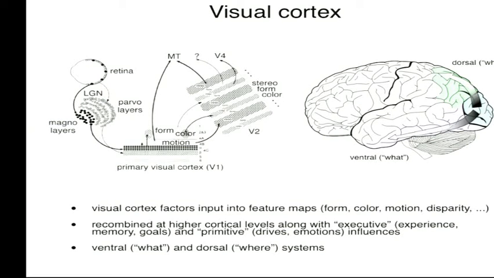Well, the cortex is this kind of very well-organized structure. It's got layers like this.